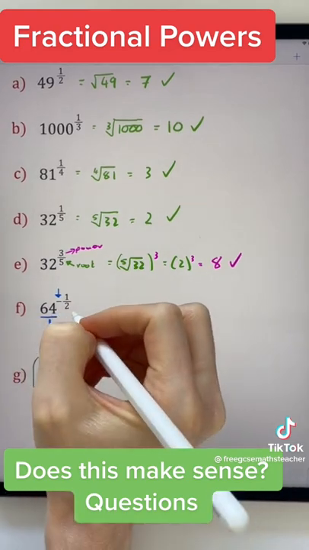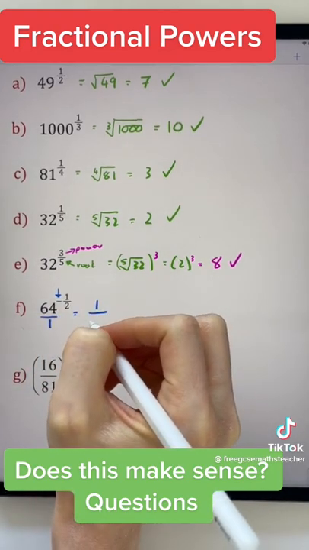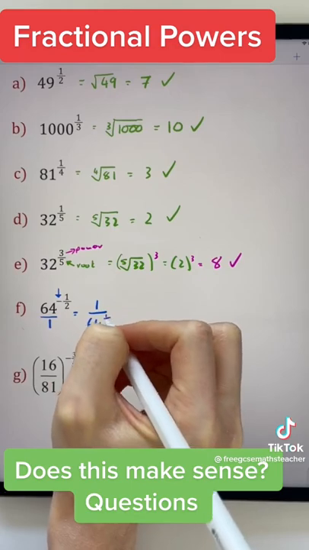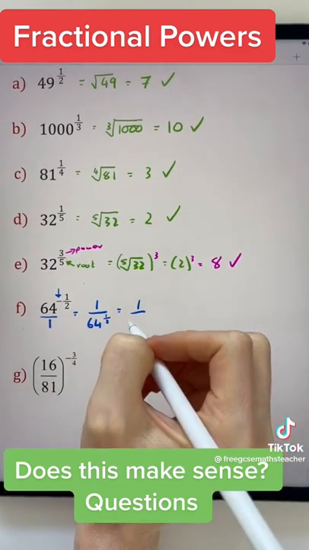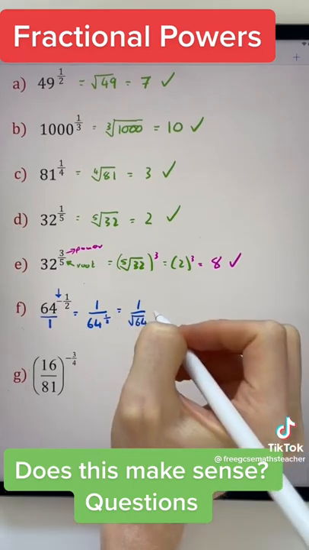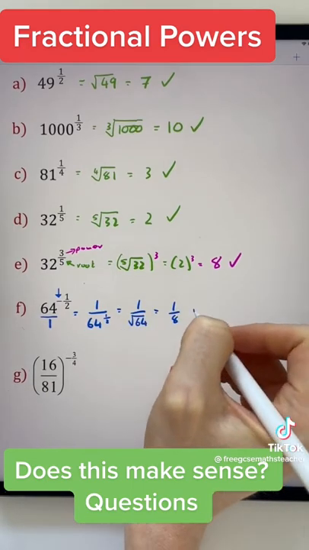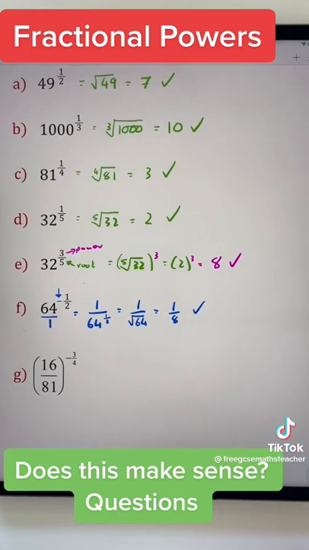Hence, the negative power means we flip it over and we write it as 1 over 64 to the power of a half. And we know power of a half means the square root. So the square root of 64, which in this case is 8. So my final answer is 1 over 8.